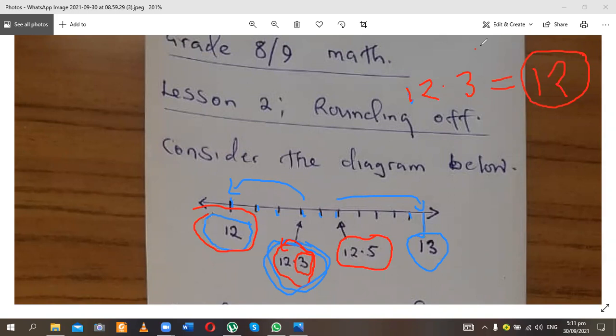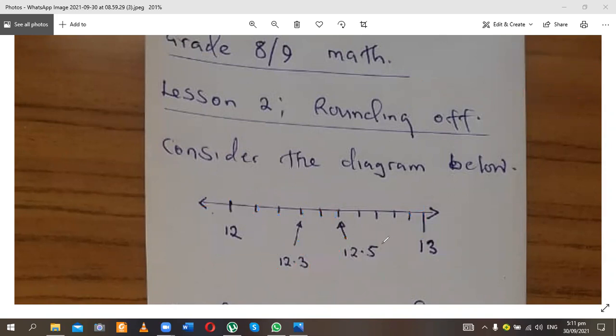Now, when we look at this other number, 12.5, we are rounding it off to the nearest whole number. The nearest whole number that we can have is 12, and the other one is 13. But how do we go about it? We are going to consider this 0.5. Remember, we're saying if the number on the right is 5 all the way up to 9, we get a 1 and we add it to the number on the left. If it is 4 and below, we don't do anything to that number, just like we did not do anything to this 3 which was there.